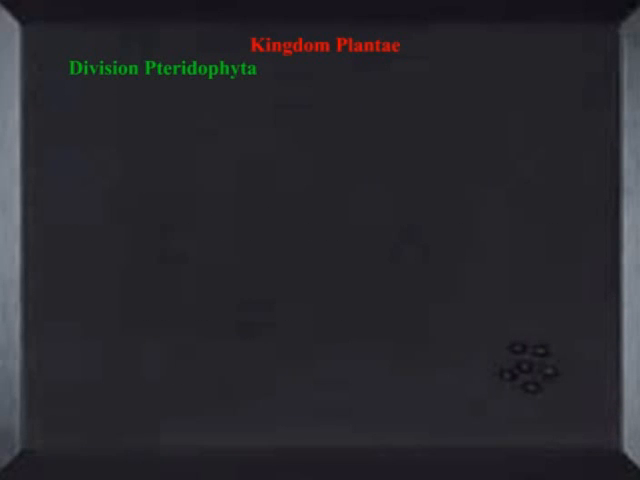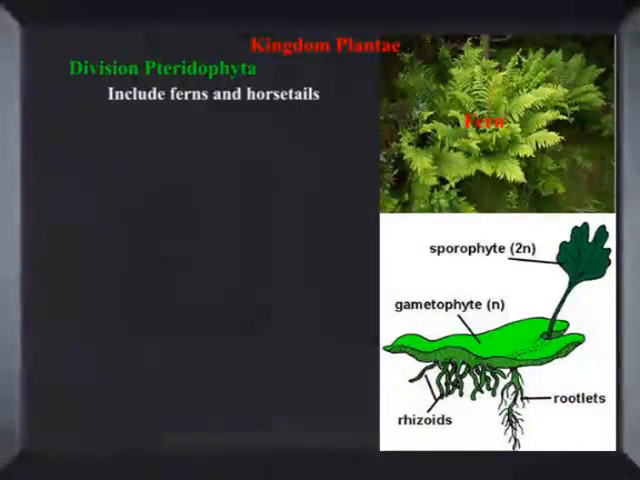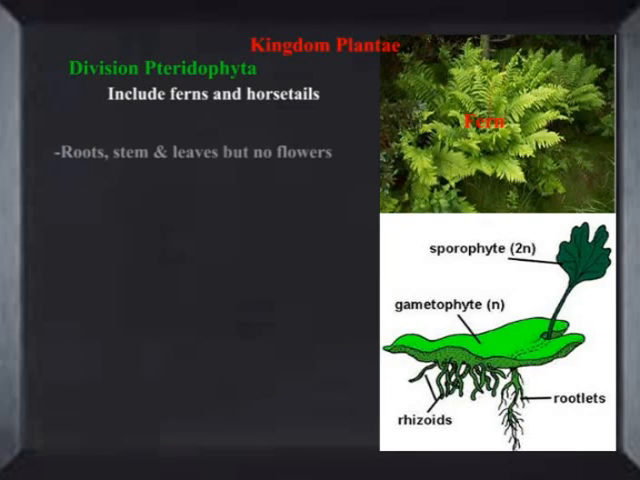The next division is Pteridophyta, and these include the ferns and the horsetails. The Pteridophyta show a wide variety from small types to giant tree ferns of more than 10 meters tall. They show a greater ability to inhabit land than the Bryophyta. General characteristics of the Pteridophyta: they have roots, stems, and leaves, but no flowers.